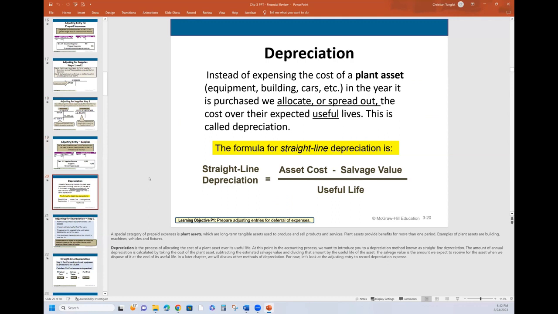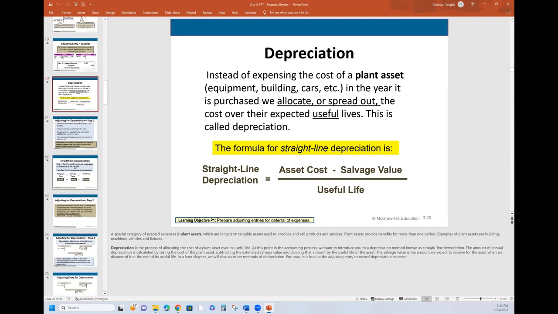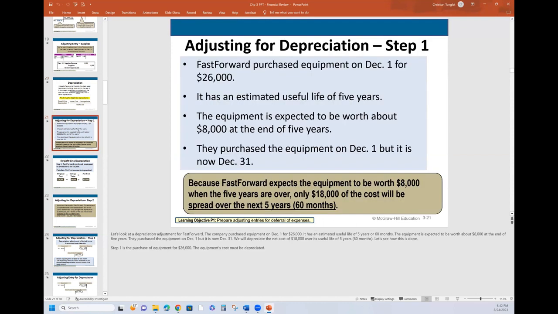And we learned about depreciation. So for this class, I'm only going to bring in straight line depreciation. We learned different methods and principles, but we're not going to get into all of those. We're just going to talk about straight line. So all that is taking the asset cost, which is what you paid for it, less the salvage value, divided by the useful life. And we'll go through an example here so you can see.